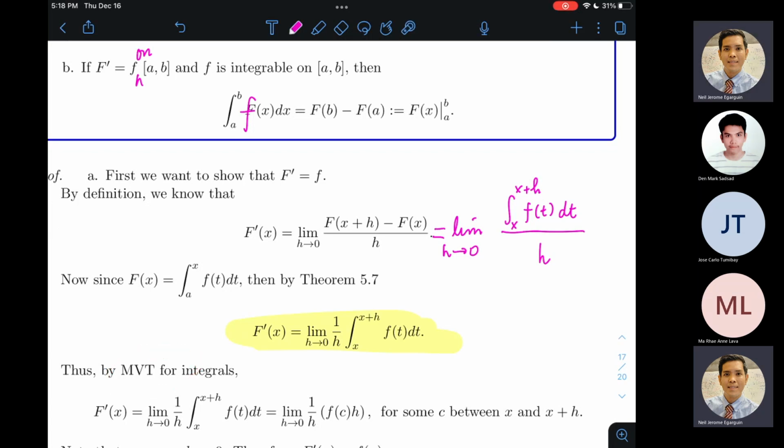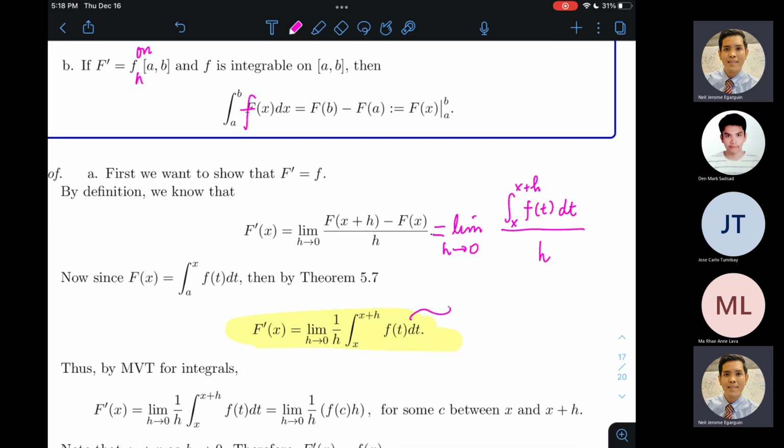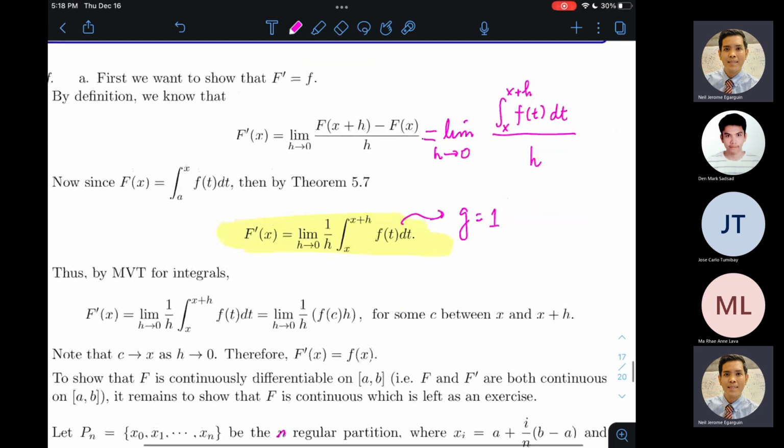Gagamitin ko yung mean value theorem dito with g equal to 1. Okay? Diba? Or yung specific case ng mean value theorem natin kanina. So, si f prime ay equals the limit ng 1 over h times the integral. Pero gagamitin ko yung MVT sa integral na to. Ibig sabihin, there exists a c between x and x plus h such that this integral is equal to the function value of f at that number c times the length of the interval.